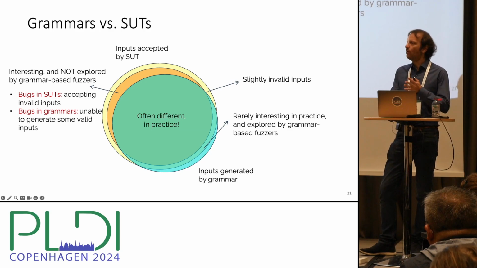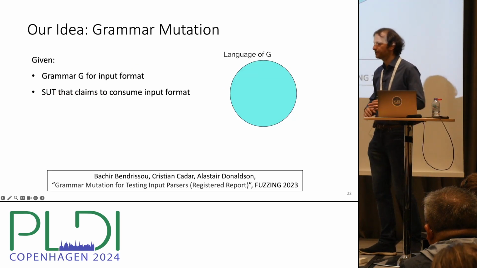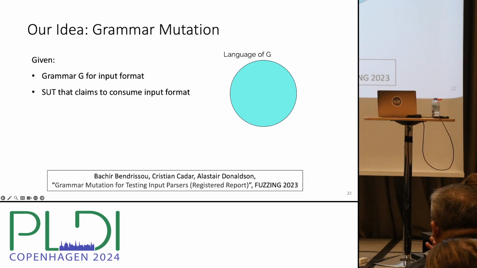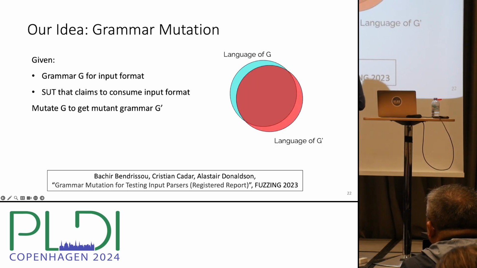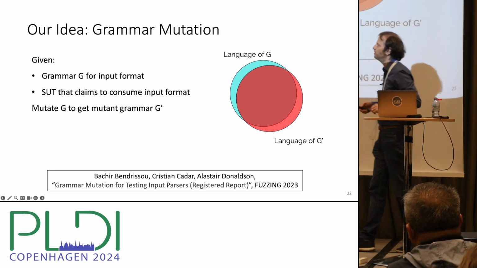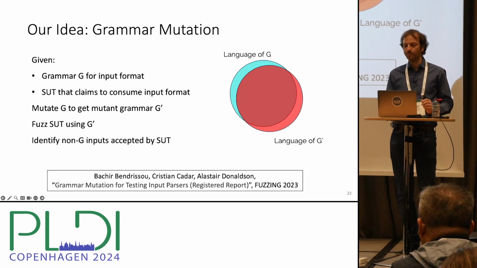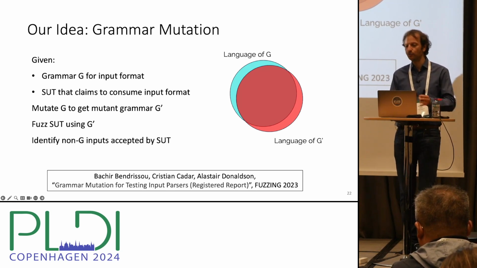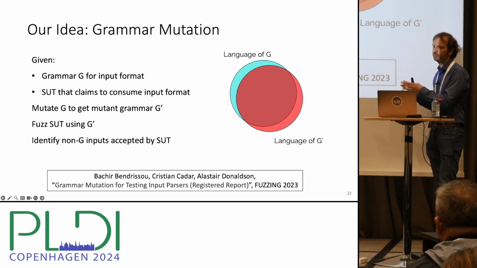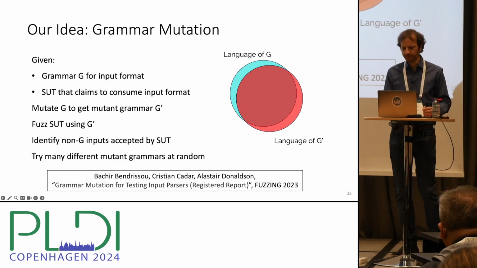So here's our recent idea that we've experimented with that tries to generate this kind of interesting input with grammar-based fuzzing. And this is grammar mutation, right? Here we actually mutate the grammar. I take my grammar G and some SUT that I want to test, and then I mutate this grammar G to generate a grammar G prime. And then I'm going to fuzz the SUT using G prime instead of G, and now I can look for these non-G inputs which are generated by G prime that are accepted by the SUT.